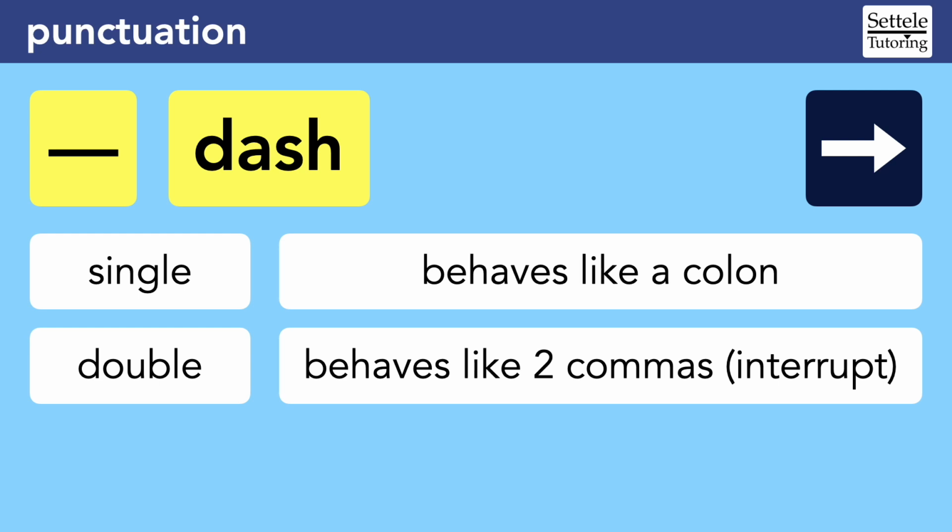Stylistically, it's better to use two dashes when the interruption itself contains commas, so that the reader isn't confused about where the interruption begins and ends. The dashes are visually distinctive, so they also add emphasis to the interruption.